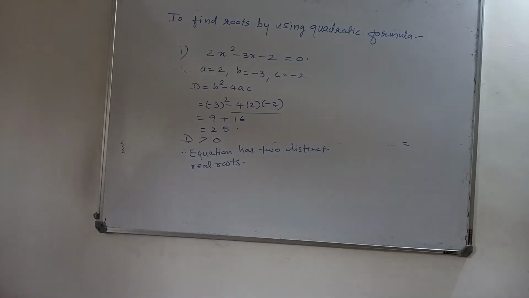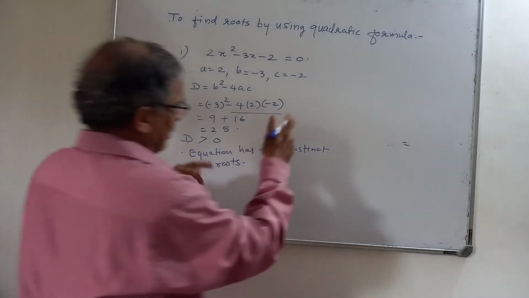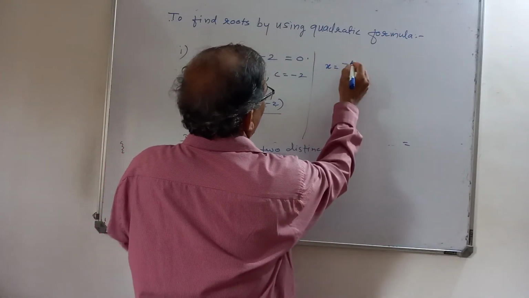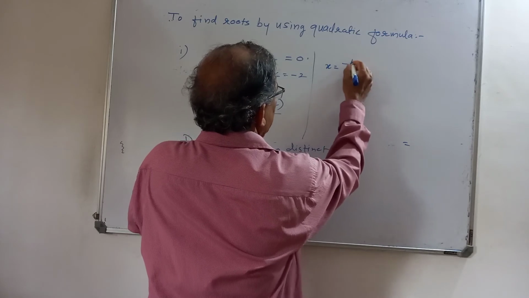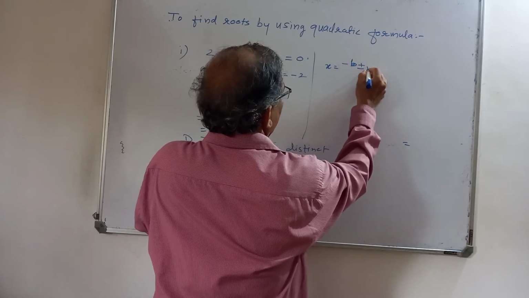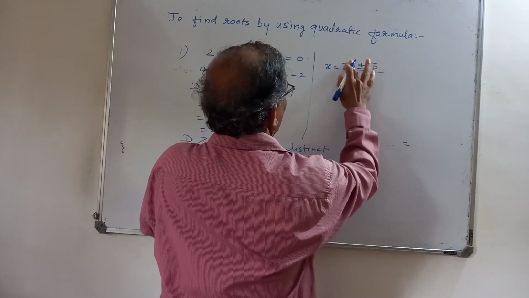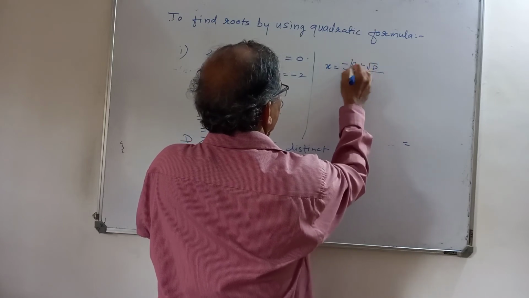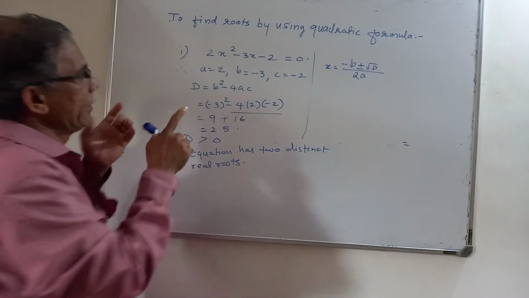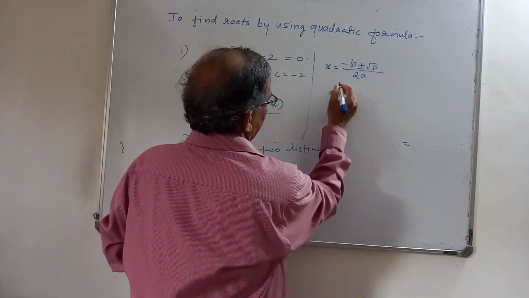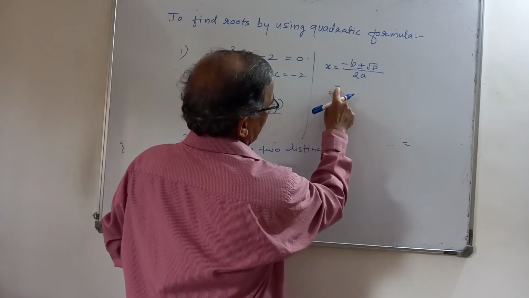Now we have to write the formula. I shall write it here. So what is the formula? x is equal to minus b plus or minus root D whole upon 2a. So you have to learn this formula by heart. Once you obtain this, x is equal to, now substitute in the formula.